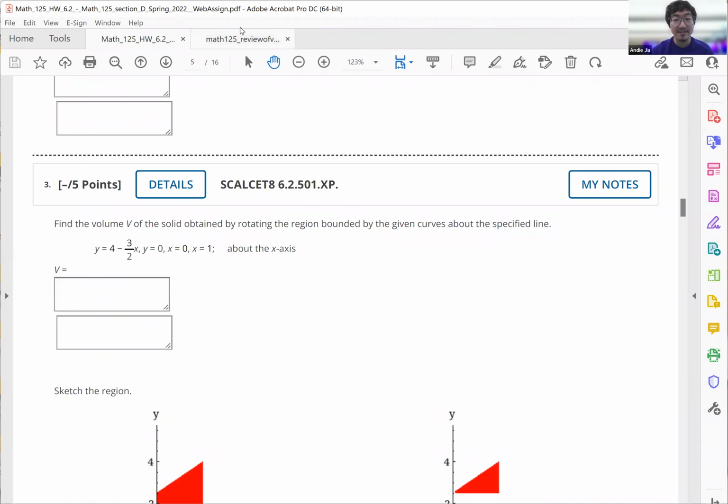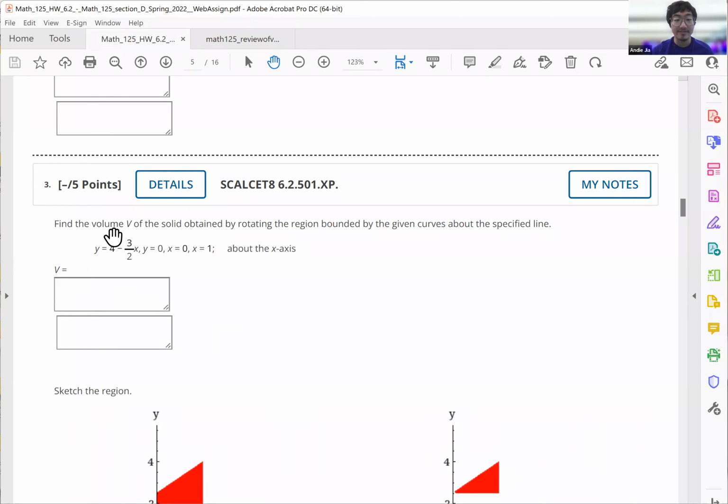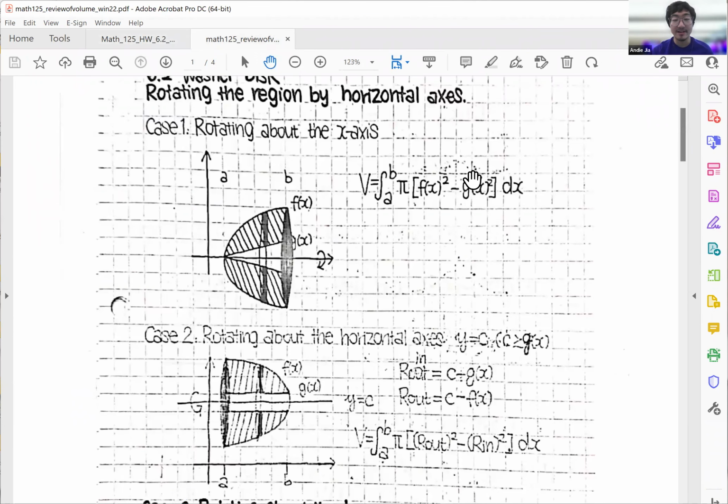In case one here, it's going to be y equals 4 minus 1.5x minus 0, and then dx from 0 to 1 is your interval.